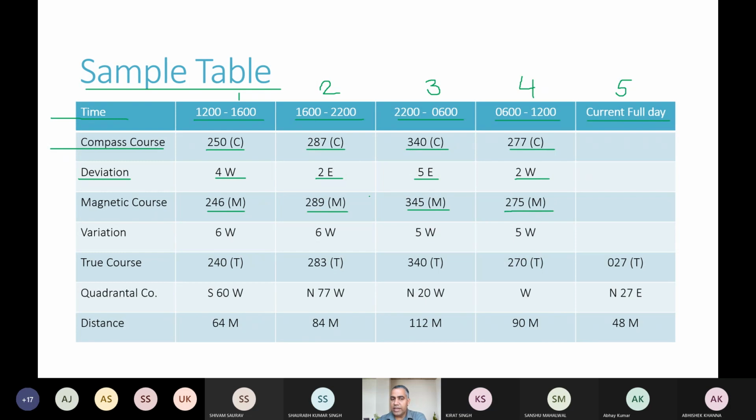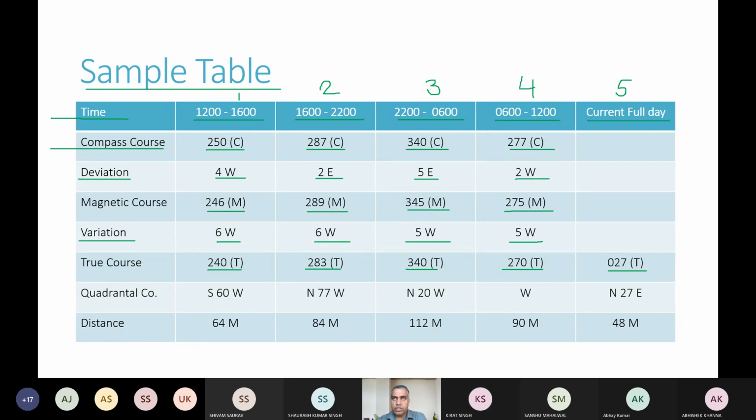So we have got the magnetic courses on all the legs. Now we apply the variation. So you have 6 degrees west, 6 degrees west, 5 west, 5 west. We apply the variation and we get the true courses. We have got the true courses of all four legs. The set of the current is given in true notation, so that is also written here.